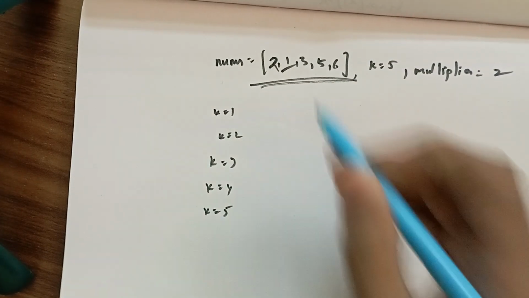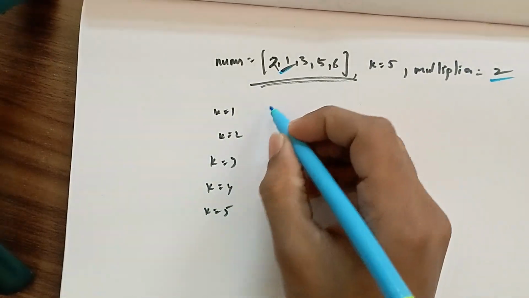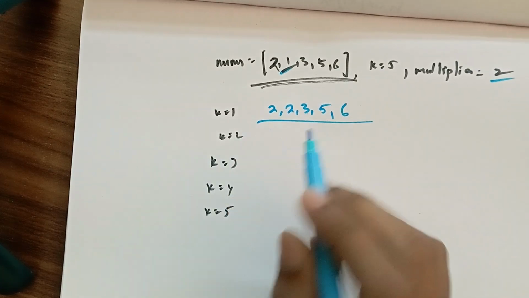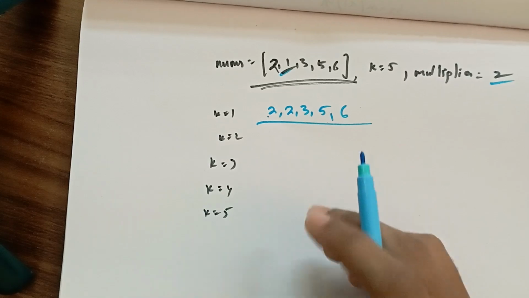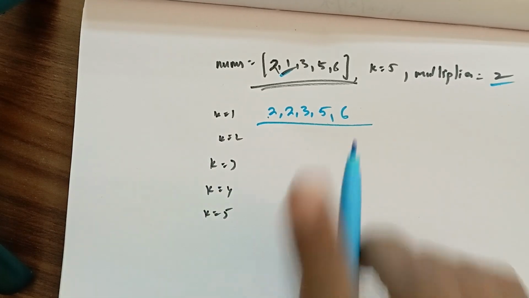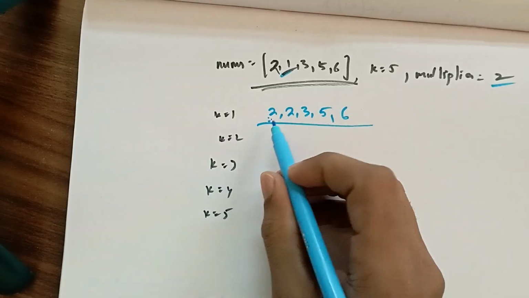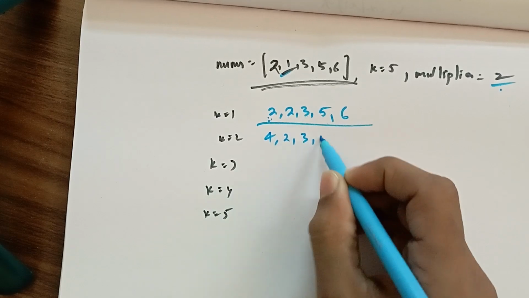So, taking that element and multiplying it by the multiplier, 1 into 2 will give us 2. Now, from this, we need to take the minimum element. So, there are two minimum elements, but as I have said, we need to take the one which comes first. This is having the smallest index. So, we are taking this and multiplying it by the multiplier, and we get 4, 2, 3, 5, 6.